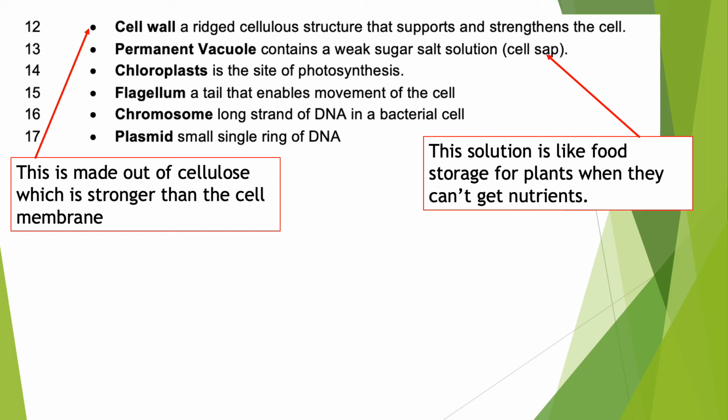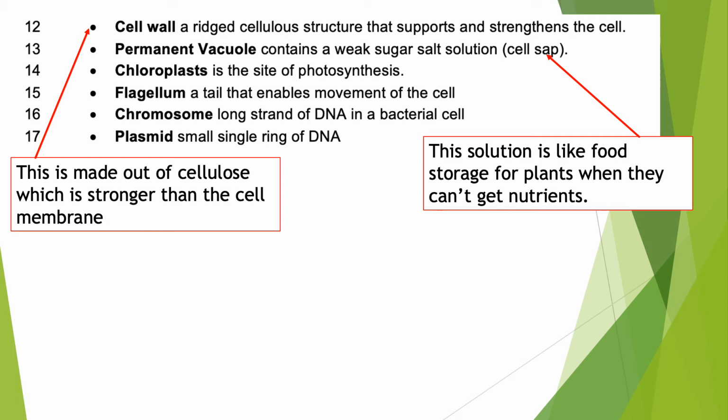Now, cell sap is actually quite important because the weak sugar salt solution is kind of like food storage for plants. So, for instance, if a plant did not receive any sunlight or water for a really long time, it will use up the cell sap inside its cells first, okay? And once it uses all that up, then it will die. So it's kind of like backup storage for your plant cells, all right?